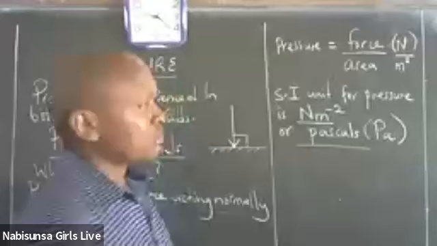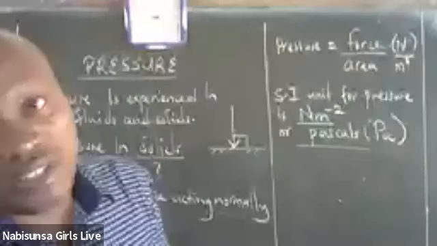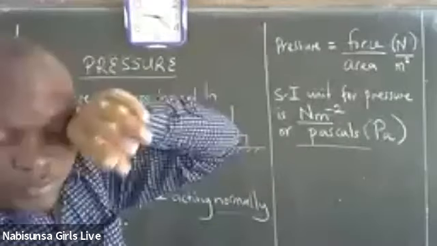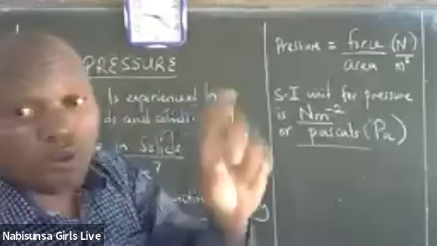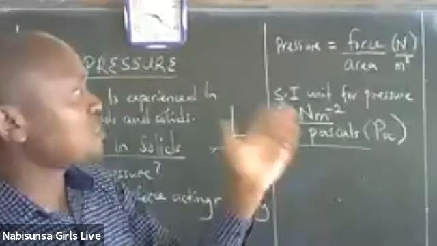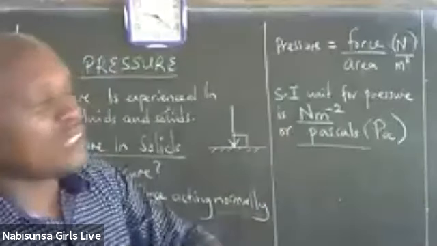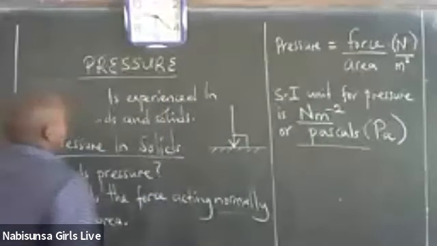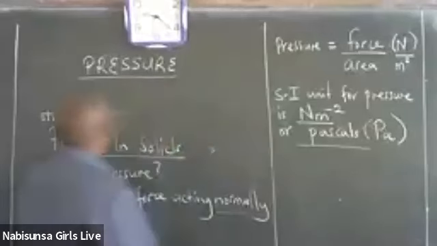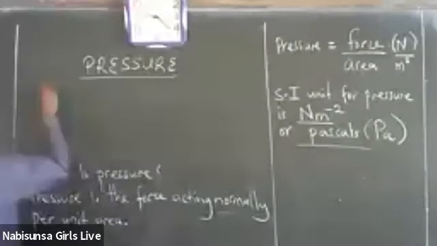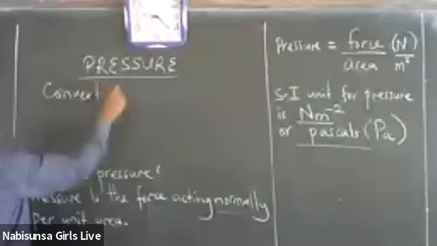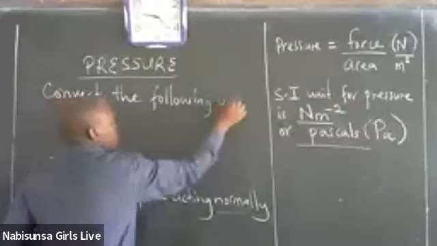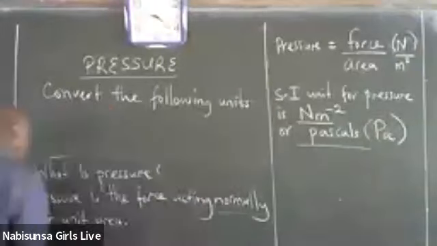Now, we are going to do some calculations that involve this formula. But before you go for those calculations, all of you must be able to remember how to convert meters to centimeters, meters squared to centimeters squared, or centimeters squared to meters squared. Let us first revise one or two examples of how we convert. Let us convert these units.